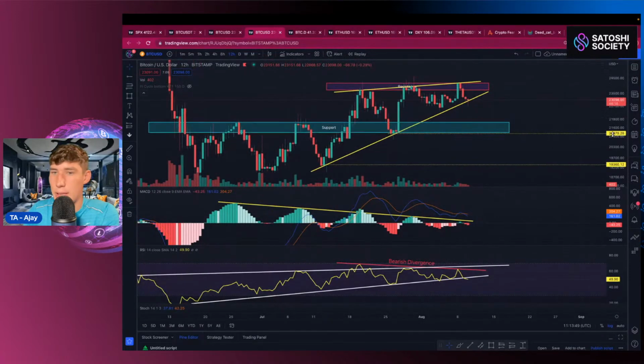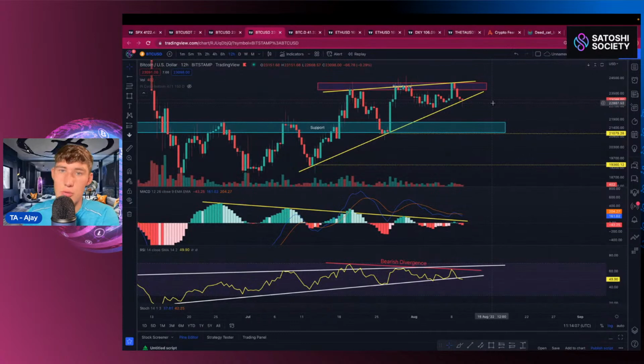And what we can see here, we can call it two different patterns. We've got the ascending triangle pattern with this resistance that you can see right here. Or we could call this a rising wedge pattern. Looking at these two yellow lines here, they form a textbook rising wedge. Now, we are, as of right now, testing the support of this rising wedge.